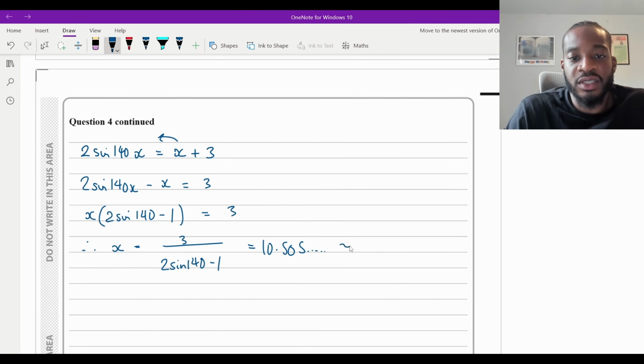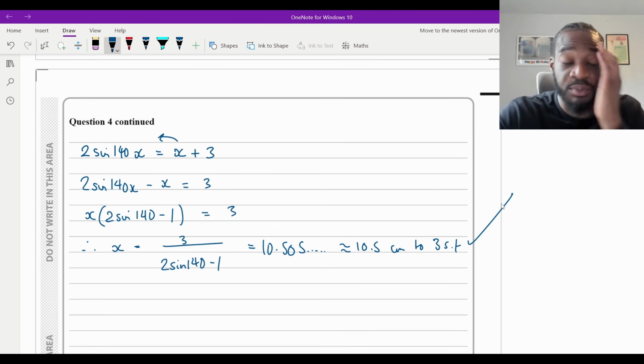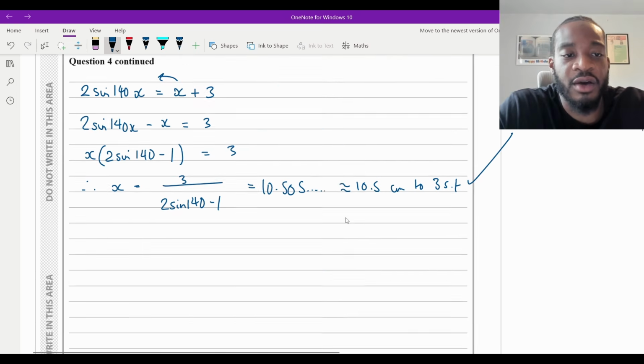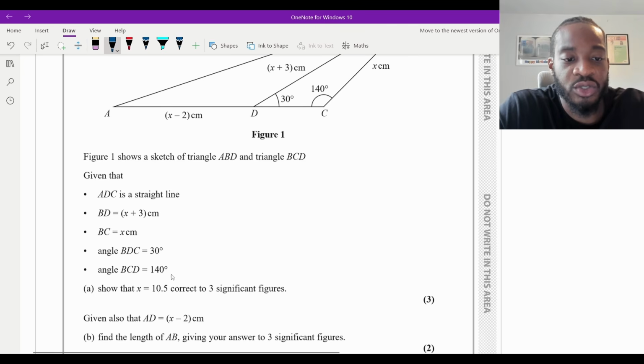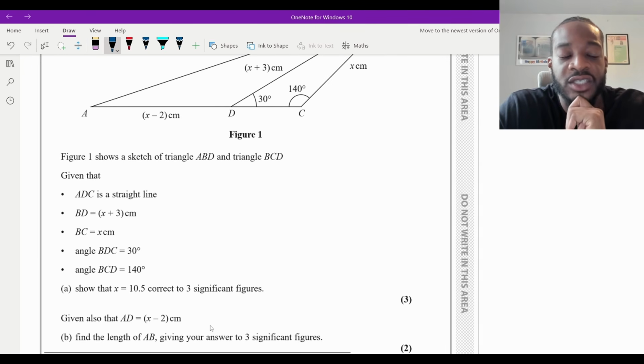10.505, which is 10.5 centimeters to 3 significant figures. So that's part A done. That will give you the 3 marks. Now part B, what does part B say? It says, given also that AD is x minus 2 centimeters, find the length of AB, giving the answer to 3 significant figures. This is only 2 marks.